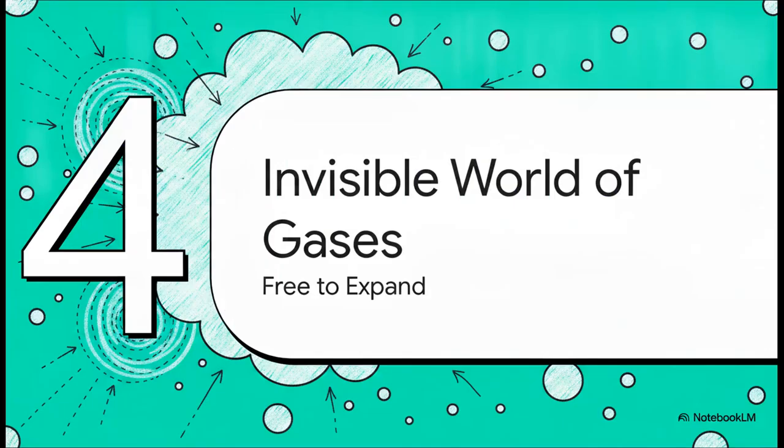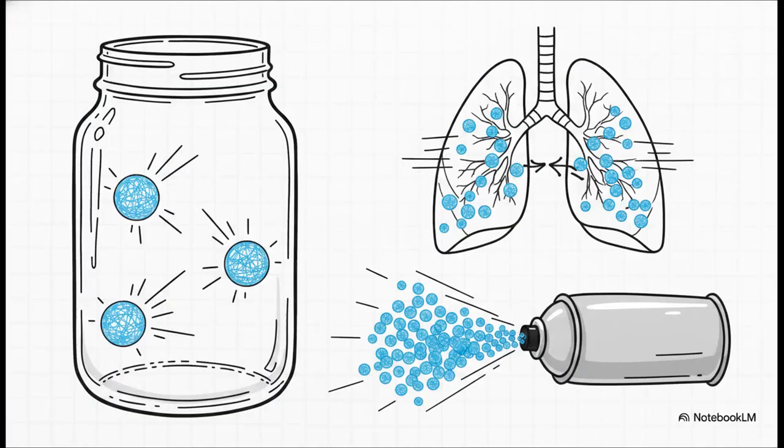All right, now let's break free entirely in Section 4, the invisible world of gases. Free to expand. This circles us right back to that very first question we asked at the top of the explainer. Even though we can't see them, gases have very specific, measurable properties that completely prove they are matter. First off, they are comprised of widely separated molecules. Unlike our solids or liquids, there's practically no significant attractive force between the molecules in a gas.